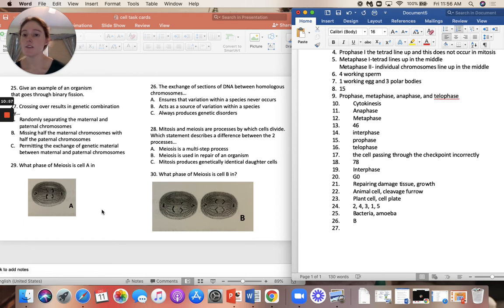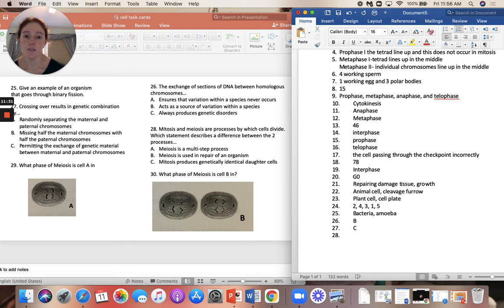Okay, 27. Crossing over results in genetic recombination by, is it randomly separating maternal and paternal chromosomes? No. Mixing half of the maternal chromosome with half of the paternal, or permitting the exchange of genetic material between them. So it's going to be C. We're allowing them to change. It doesn't have to be half the chromosome. It could just be a gene or 2 genes, or it could be all but 1 gene is going to change and cross.